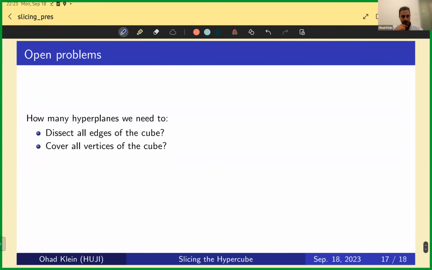Okay, basically this is all I wanted to say. Maybe several open problems in this field. The state of the problem now is that we know that h of n is smaller than a constant times n and is larger than about n to the 2/3, and there is the open problem to close this gap. Also, there is another problem of determining the number of hyperplanes needed to cover all vertices.